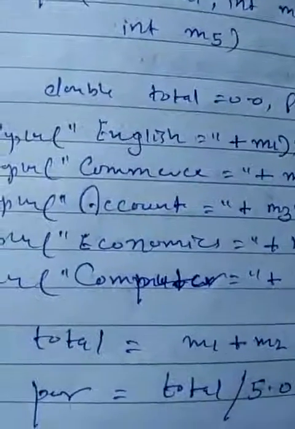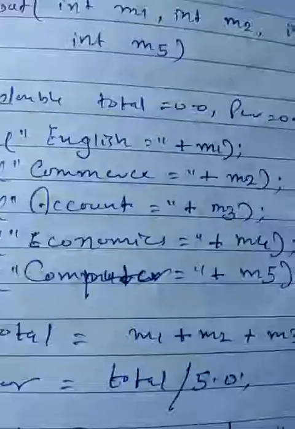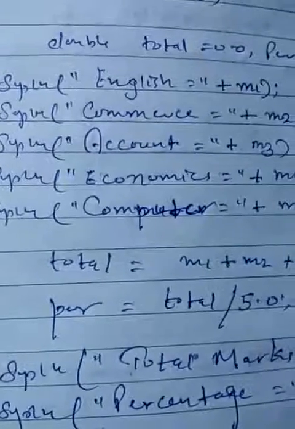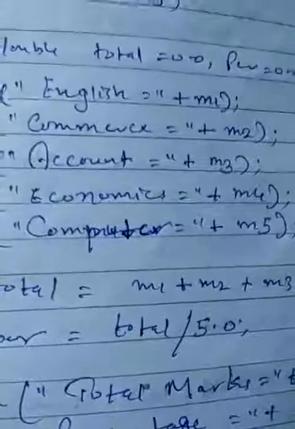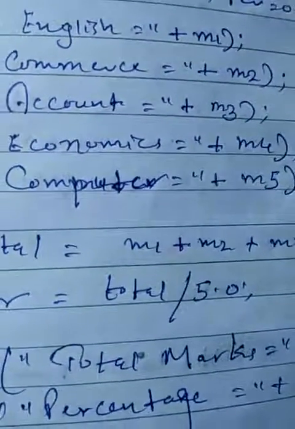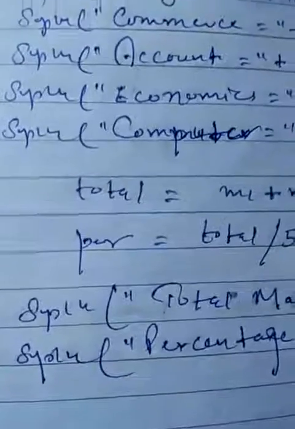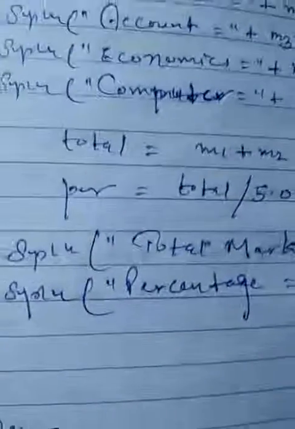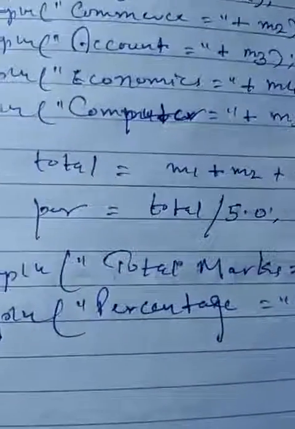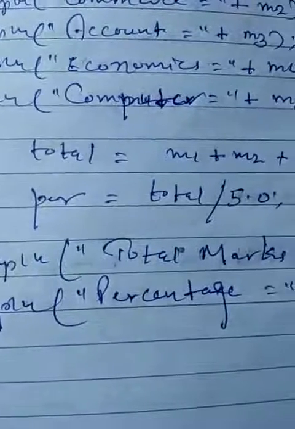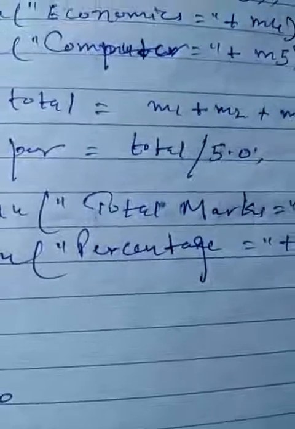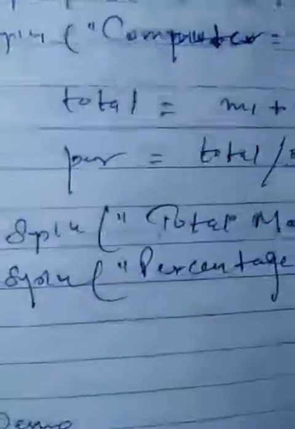Here we are taking two variables, both double: total and percentage. Now we are printing all these values. First mark is of English, second is of commerce, third is of accounts, fourth is of economics and last is of computer. So how can we calculate the total? Total equals M1 plus M2 plus M3 plus M4 plus M5. And to calculate the percentage, total divided by 5.0 will calculate the percentage. And now we are printing the total marks and percentage of that student.